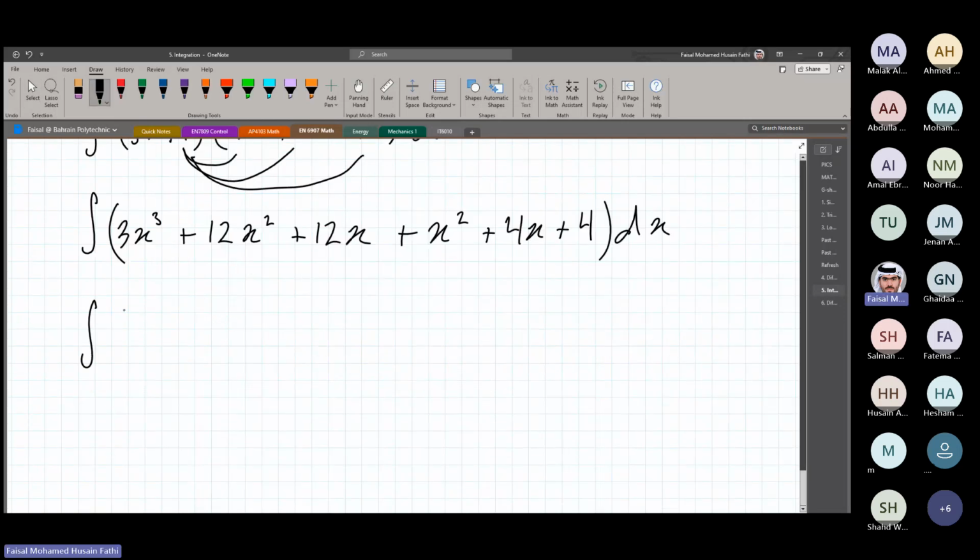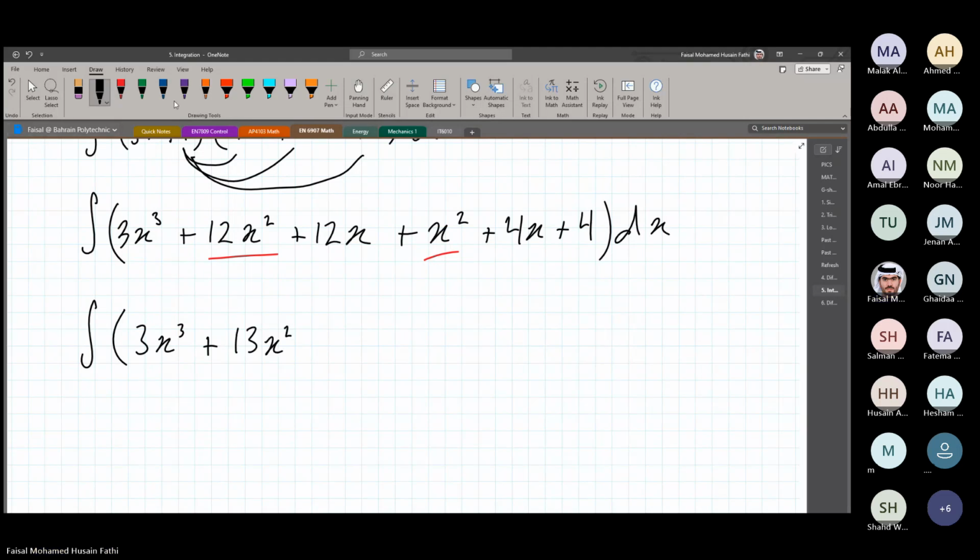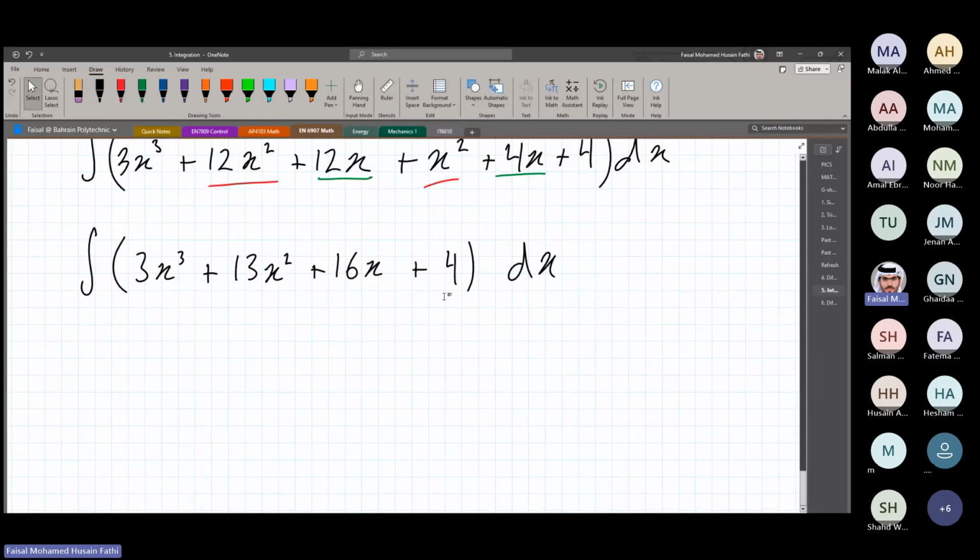We simplify. We get the same powers together. So we have 3x cubed, we have plus 12x squared, and we have x squared. It will become plus 13x squared. Then we have 12x and 4x, and that becomes plus 16x. And then plus 4 dx. And now you can integrate each one by itself very easily.